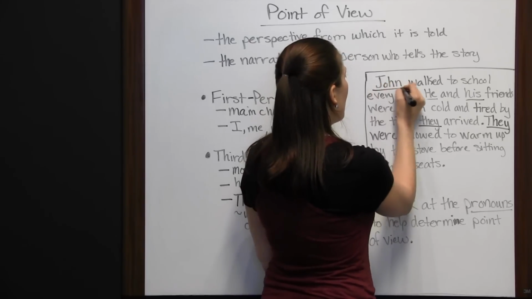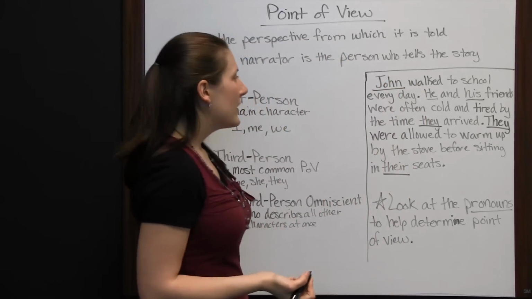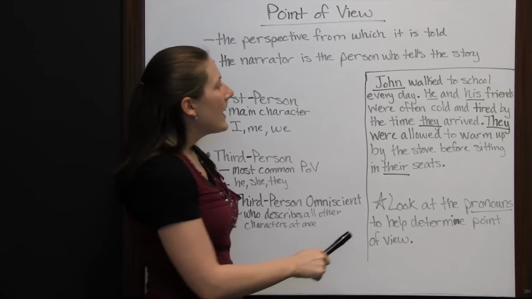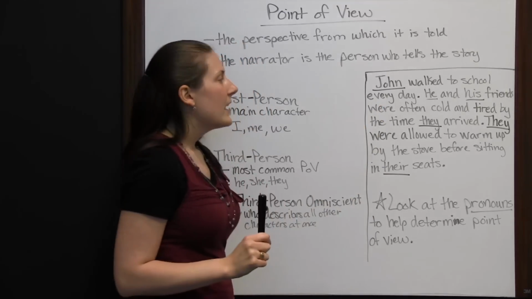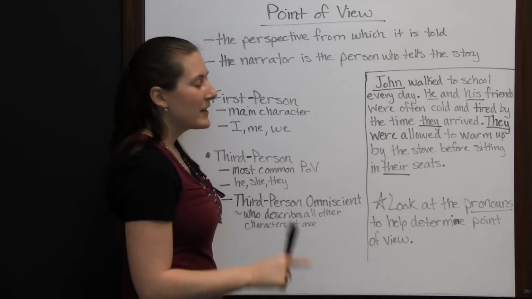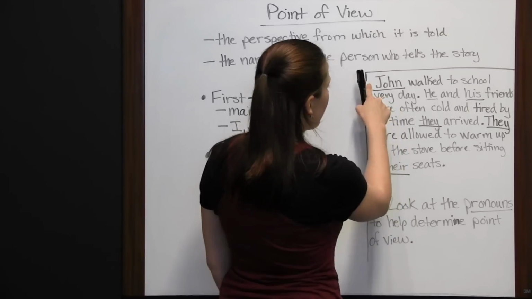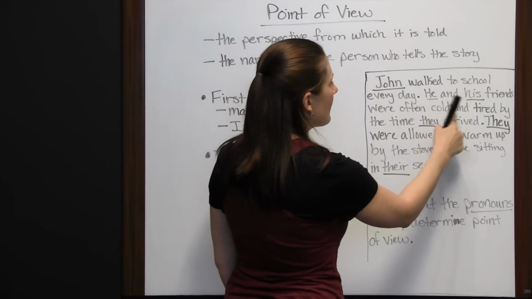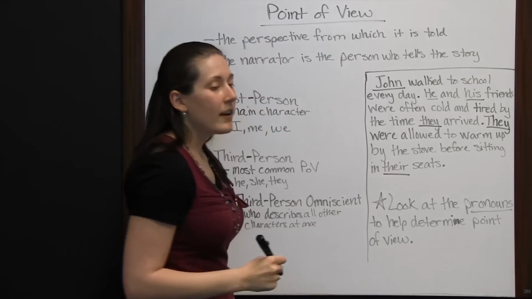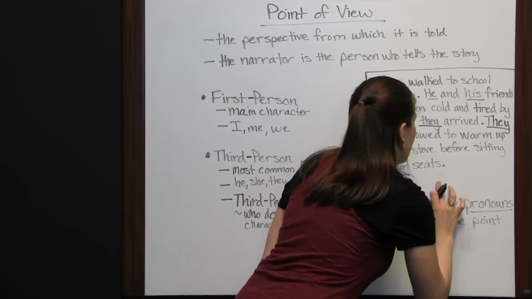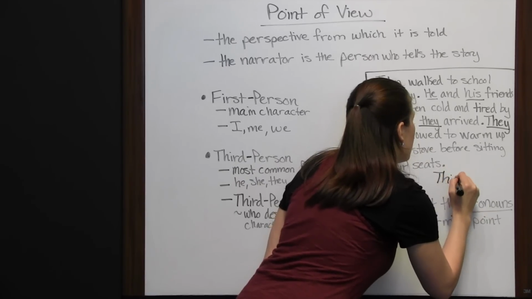And it started with John. So the narrator is using he and they and someone's name. Now, first person could use someone's name, and that's why it's important to look at the pronouns. But the narrator starts talking about John, and then uses all of these third person pronouns. The narrator is a third person narrator here. Let's write it out. Third person.